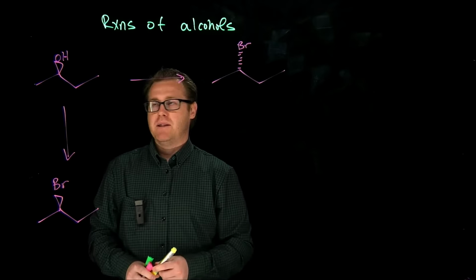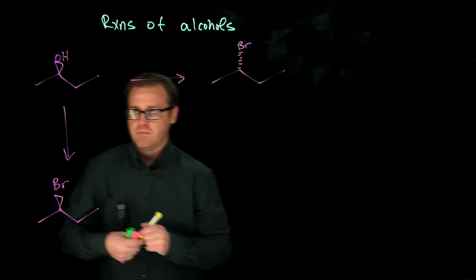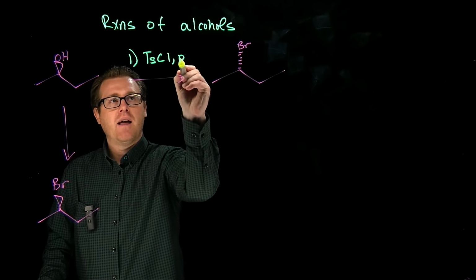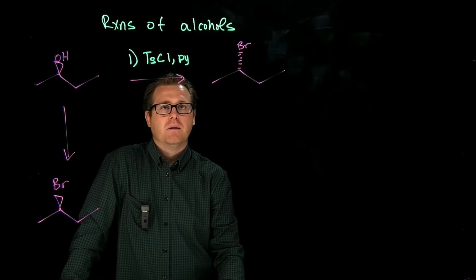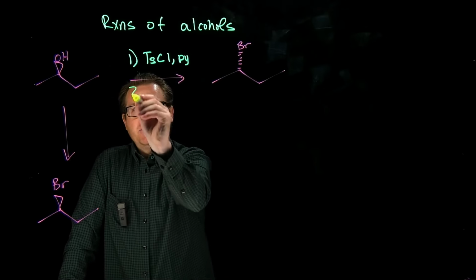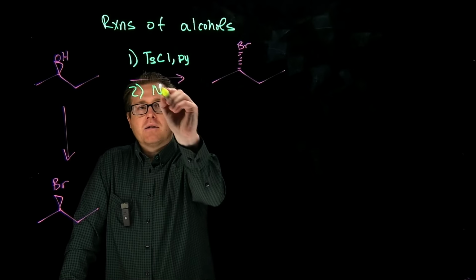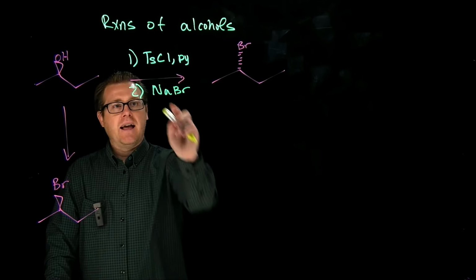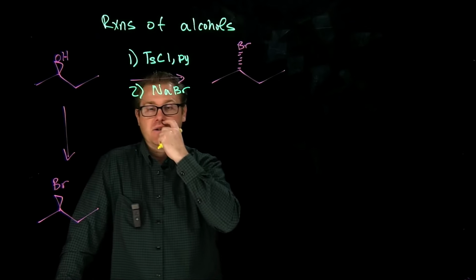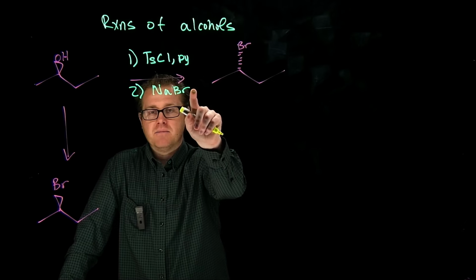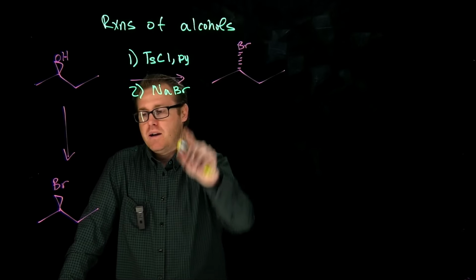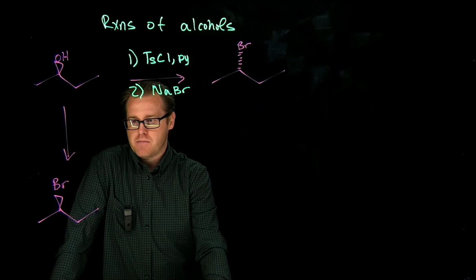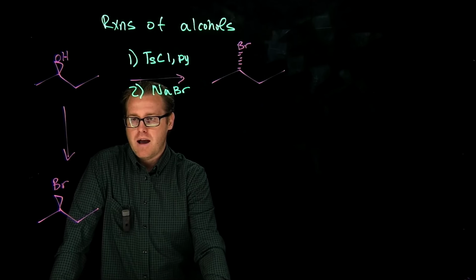If we want to attempt this top one, what if in step 1, I treat it with tosyl chloride and pyridine, and then in step 2, I add in sodium bromide? Do you see in this process that I'm going to invert the stereocenter? Go back to the mechanism and you'll see that. But what if I wanted this compound right here? How could we do that?